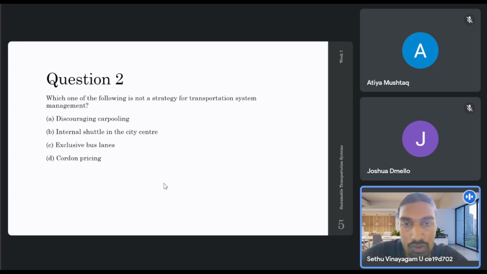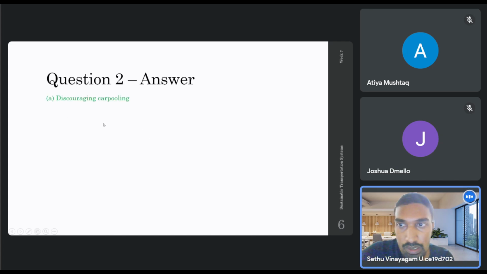So where there will be huge traffic, especially in the peak hours, you implement this cordon pricing, then people will be less encouraged to use those roads, therefore reducing the congestion in those areas, right? So therefore D is also a good strategy for systems management. So out of the four, A is the only one which is not a good strategy for transportation system management, therefore the right option is A.